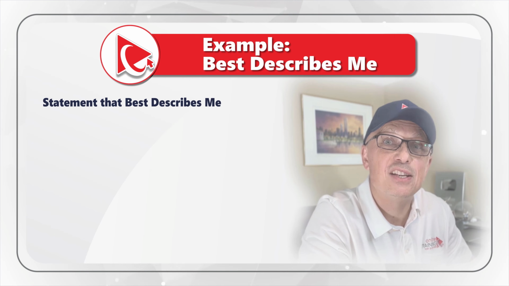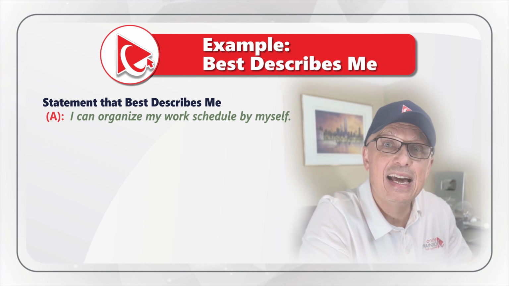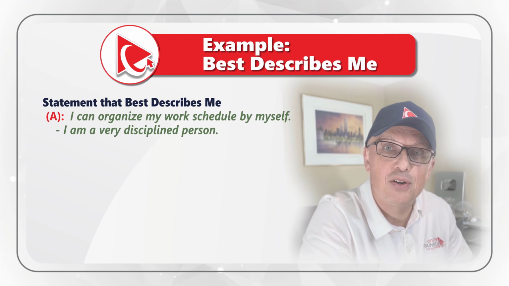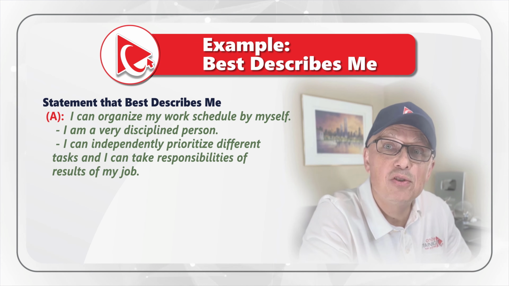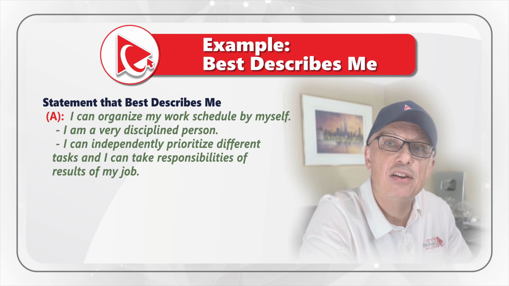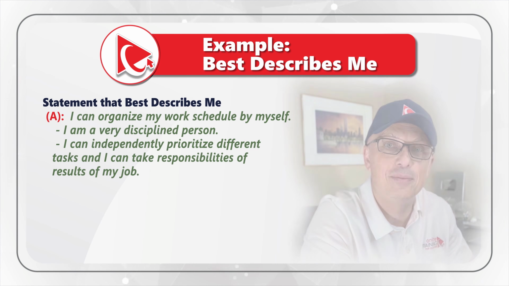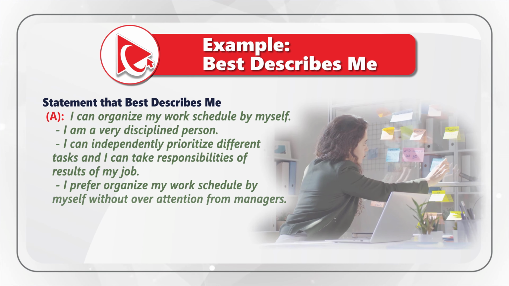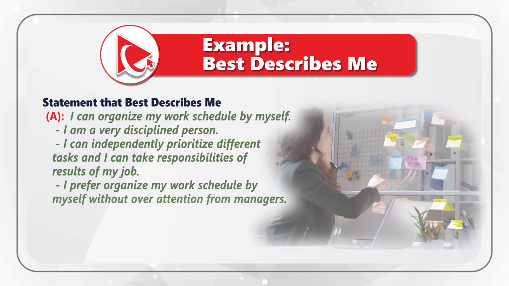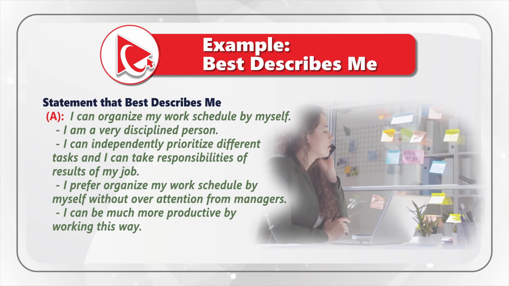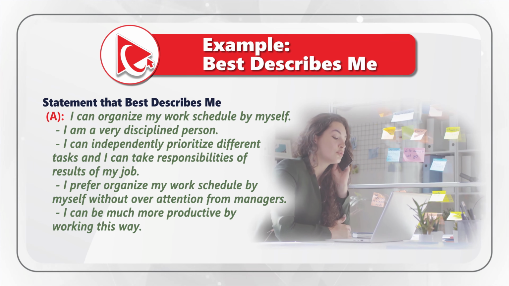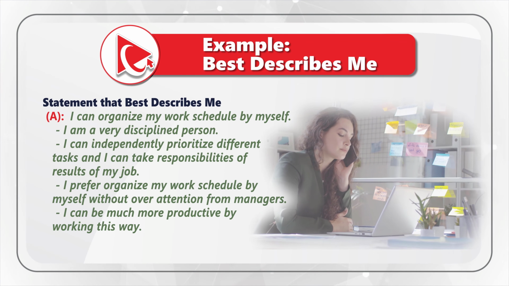One of the choices that you might select would be choice A. I can organize my work schedule by myself. I'm a very disciplined person. I can independently prioritize different tasks, and I can take responsibility for the results of my job. I prefer to organize my work schedule by myself without over-attention from managers. I can be much more productive by working in this way. This is why I selected choice A. I can organize my work schedule by myself.